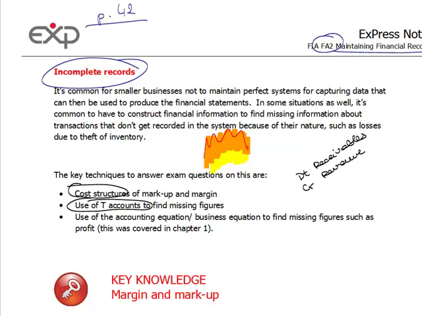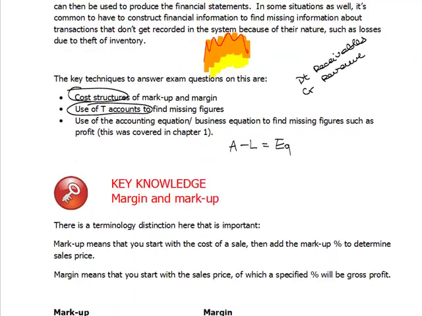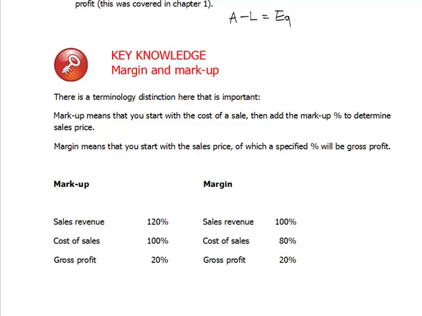And also using the accounting equation. If you recall, the accounting equation means that assets minus liabilities equals equity. And if you disaggregate that, you may recreate certain elements of this equation. Now, before we do a tiny example on that, let's look at the margin and markup.